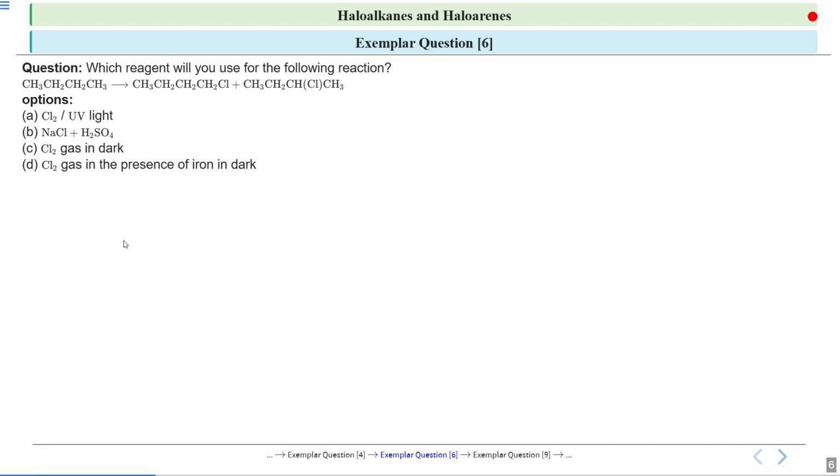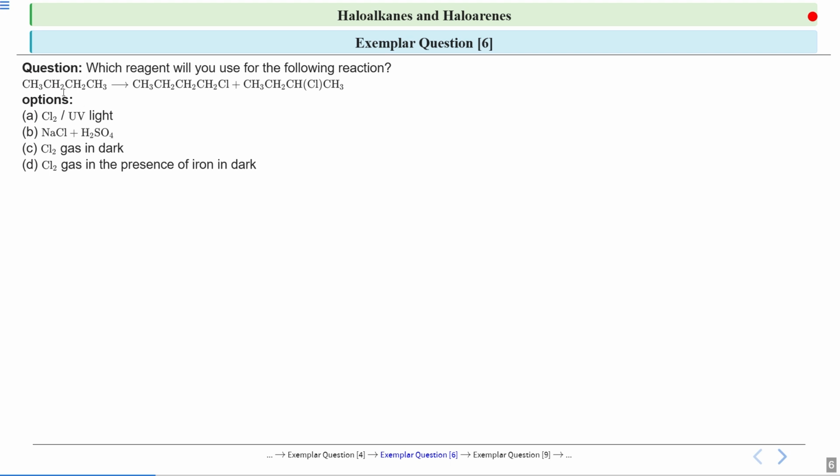Let's see our next question, exemplar question number 6. The question is, which reagent will you use for the following reaction? We have been given a reaction of CH3CH2CH2CH3, that is butane. This butane gives us CH3CH2CH2CH2Cl plus CH3CH2CHClCH3. One is 1-chlorobutane and the other product is 2-chlorobutane. So from butane you are getting 1-chlorobutane and 2-chlorobutane in this reaction.